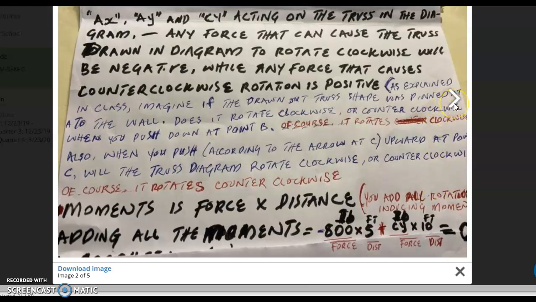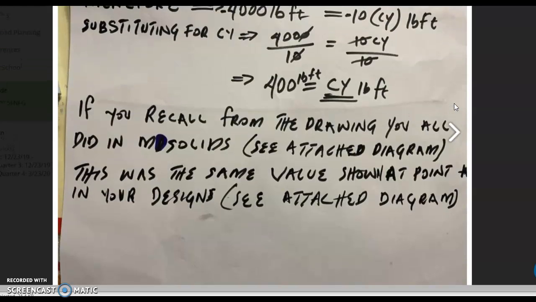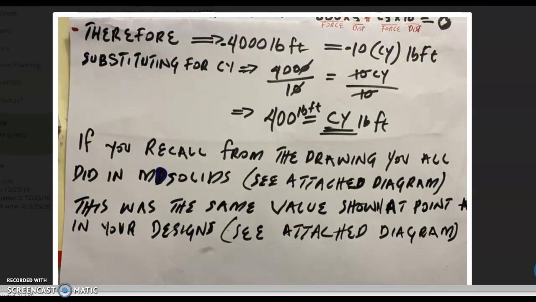Now from your math, when you solve, you're going to have negative 4,000 pounds feet equals minus 10 cy pounds feet. So now, trying to make cy the subject of the equation, basically how you do that is you divide both sides by minus 10. That makes cy stand by itself. It gets rid of the minus 10 on both sides. If you divide minus 10 here, it's going to leave you with cy.